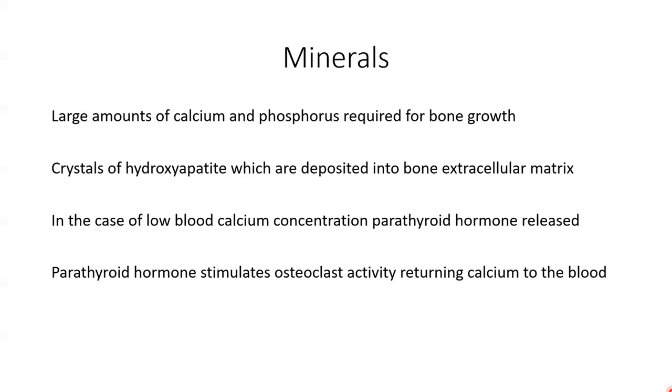When the concentration of these minerals in the blood is low, particularly for calcium, the body will release parathyroid hormone, which acts to increase the activity of osteoclasts to break down bone and remove calcium from the extracellular matrix, returning it back to the blood. Now, the body will preference adequate levels of calcium in the blood over needing calcium to build bone. Therefore, it's really important during particularly childhood and after an injury that adequate levels of these minerals are consumed.